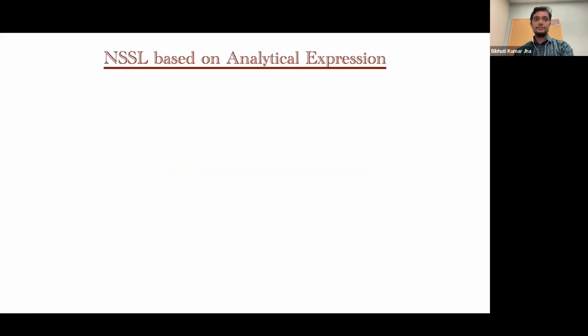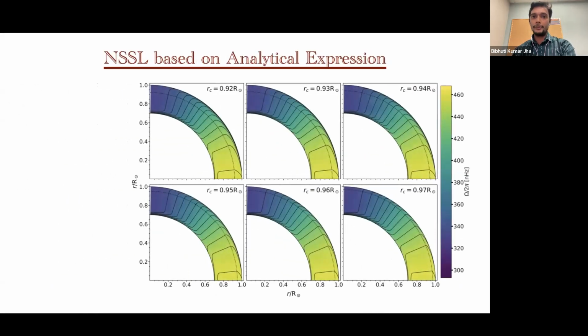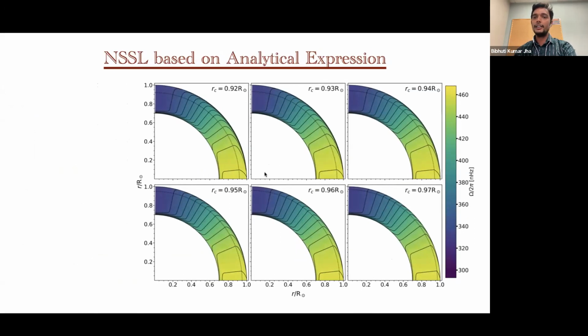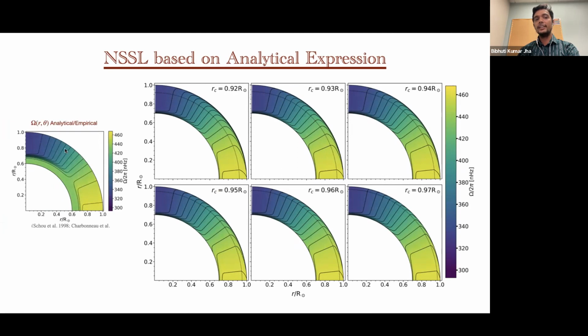So let's talk about what we get. We have used different rc values and looked for the NSSL. The dotted line represents the value of rc. We can see that for rc values around 0.92, in all these six cases, we get a signature of the NSSL, which was not present in the data itself. That means this NSSL is coming out of our model. It is not an artifact, I will not say artifact, it is not getting translated from the original omega(r,theta).